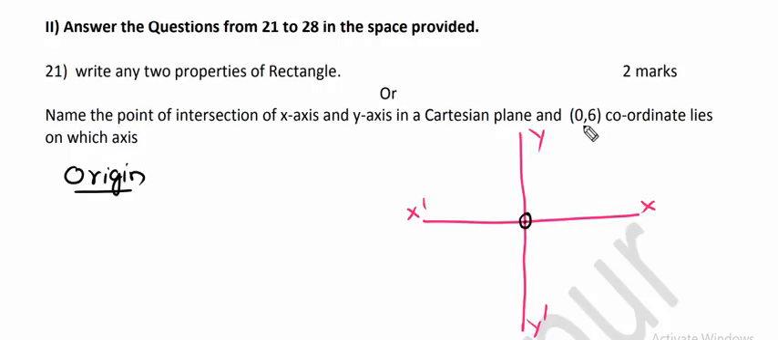How can we mark this point (0, 6)? Observe here. By marking this, first we have to take the value of 0, that is the x value, and then we have to take the value of 6. This is the x value, this is the y value. So we have to count 1 2 3 4 5 6. Here it becomes (0, 6), which is the correct answer that lies on the y-axis.